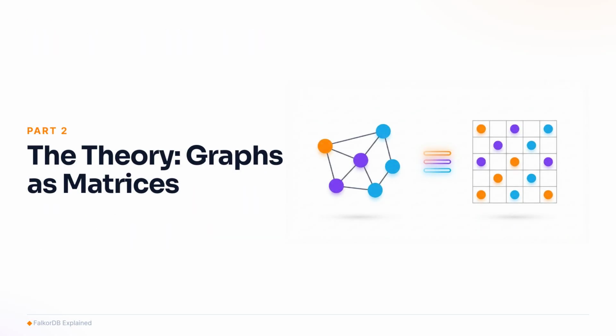Part 2. Now for the beautiful idea at the heart of FalkorDB. A graph is secretly a matrix, and querying a graph is secretly linear algebra.